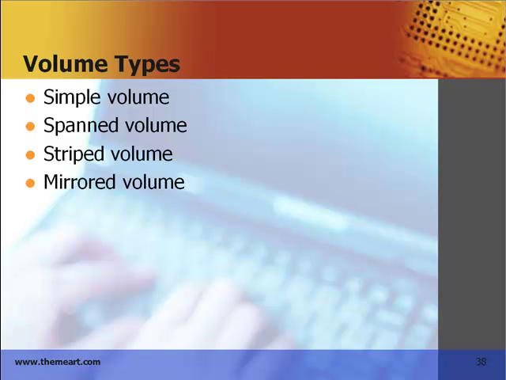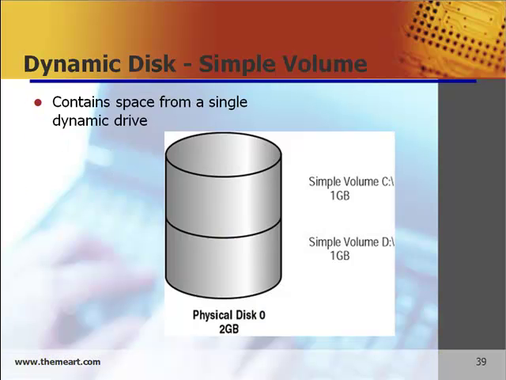Be able to recognize the volume types, and we talked about these in class one night, and we built a few of them: simple, spanned, striped, and mirrored volumes. Know that a simple volume is made up of space on one disk. Here you see a disk that's broken up into two different simple volumes, and one has been assigned drive letter C and the other drive letter D.